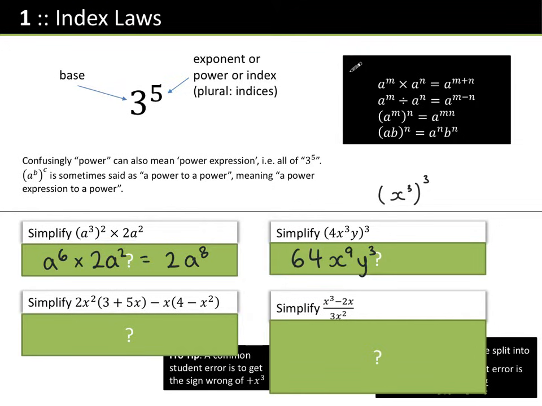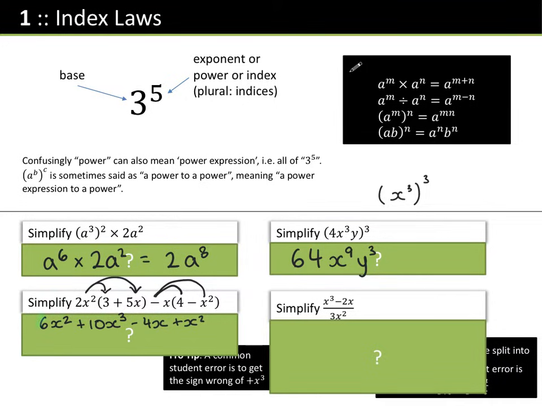For the next example, we need to simplify. So we need to expand out the brackets and then simplify. So I'm going to start with the first bracket. 2x squared times 3 is 6x squared. 2x squared times positive 5x is 10x cubed. And then I have minus x times 4 is minus 4x. And I have minus times minus x squared is positive x squared. Please watch out for this negative x here, so that when you multiply, you bring that over.